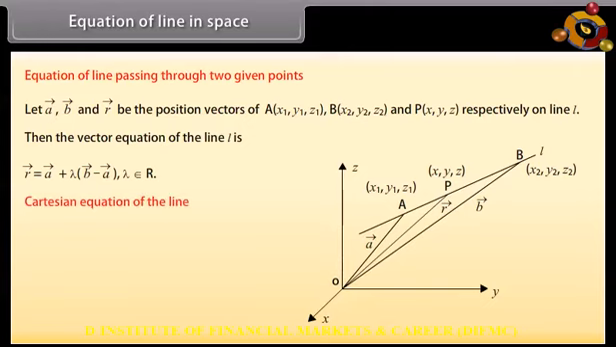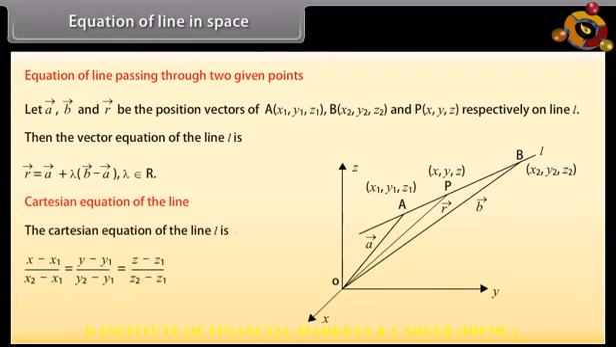Cartesian equation of the line. The Cartesian equation of the line is (x minus x1) by (x2 minus x1) equals (y minus y1) by (y2 minus y1) equals (z minus z1) by (z2 minus z1).